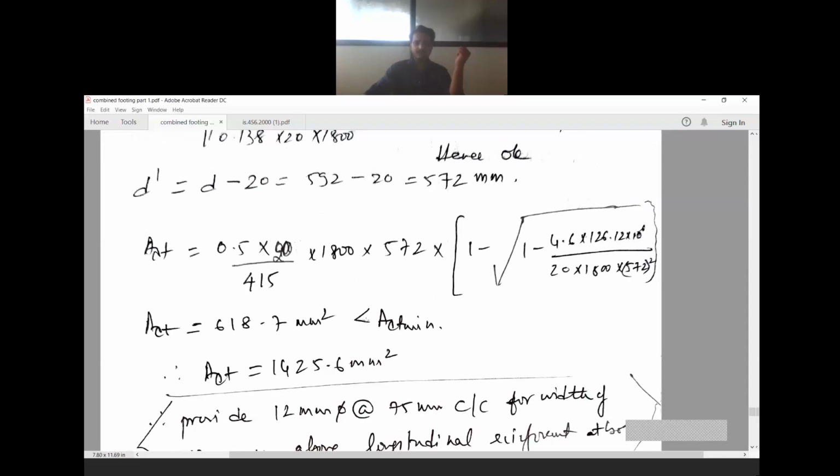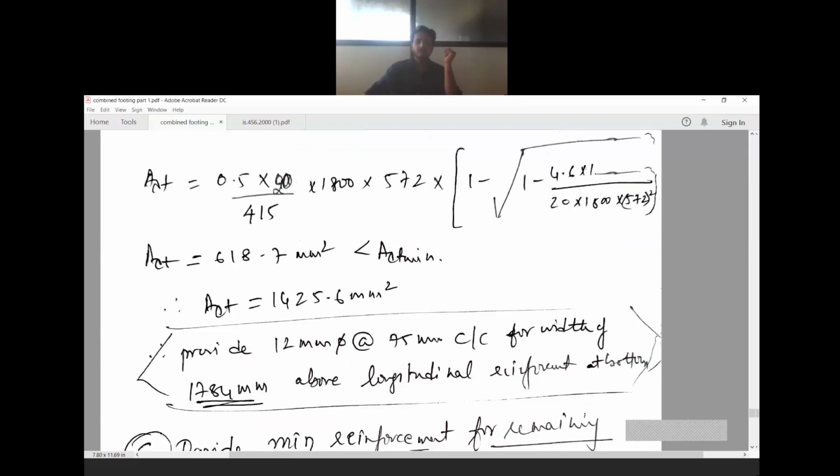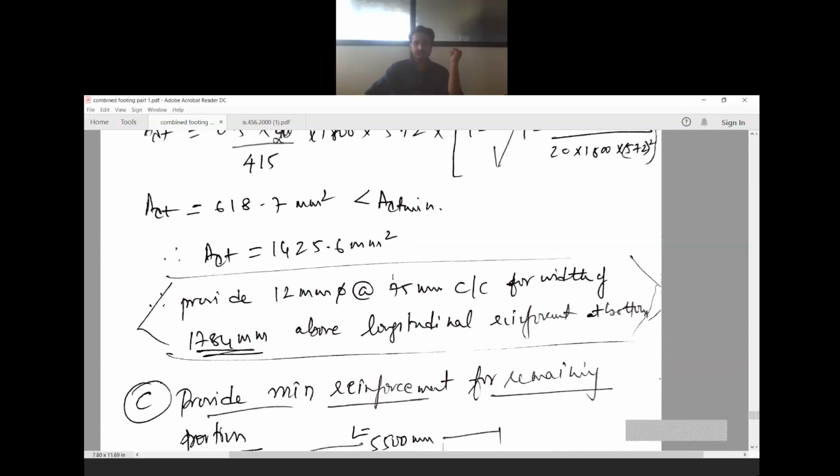So calculate the AST. You can calculate it with the AST formula. The only difference is this moment value is different. That is, the effective depth is different, and this moment value is different. So this is the effective depth D, and this is the moment M. These are the two values which are different. So the AST you will obtain is 618.7 mm square, which is again less than the minimum requirement of area of steel.